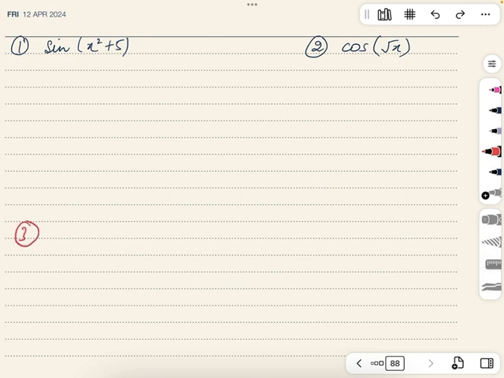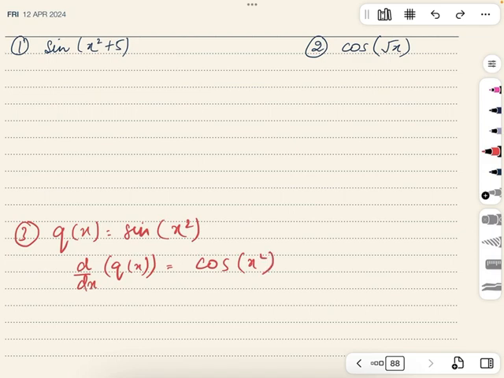Let's say the third question was q of x is equal to sine of x squared. So the differentiation of sine x is cos x, so cos of x squared. And what is the differentiation of x squared? That will be 2x. So 2x cos x squared.